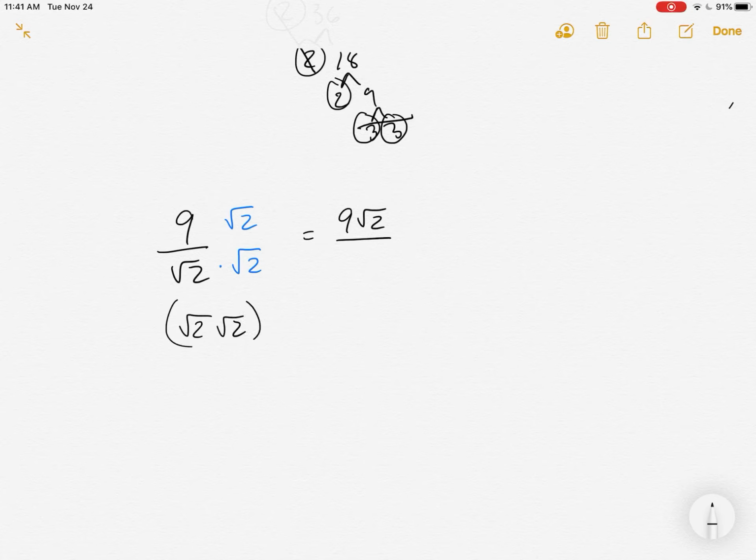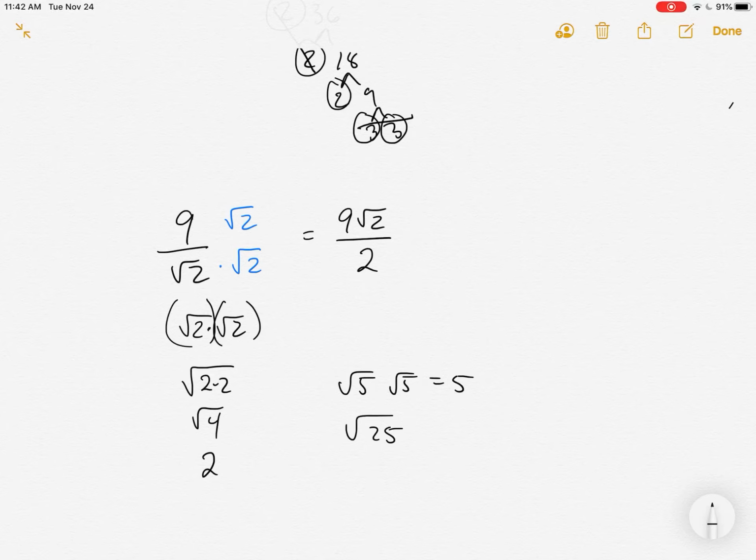Let me write that down here, right? Root 2 times root 2. Actually, let me put it like that. That looks a little bit better. Is root 2 times 2, which is root 4, which is 2. And so this is a 2. So a square root times itself removes the square root. There's nothing special about that. Root 5 times root 5 is going to be 5.